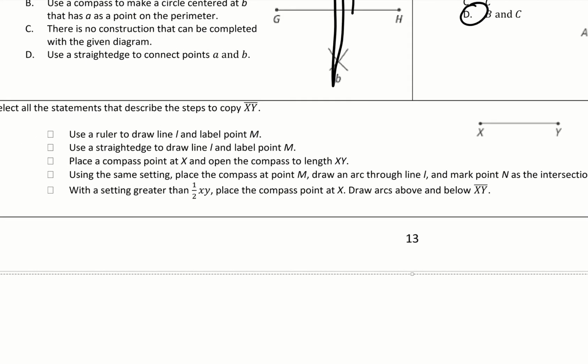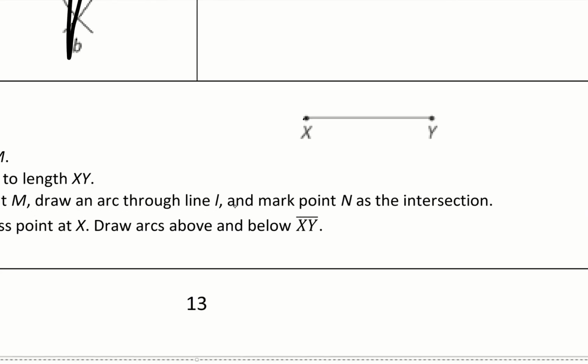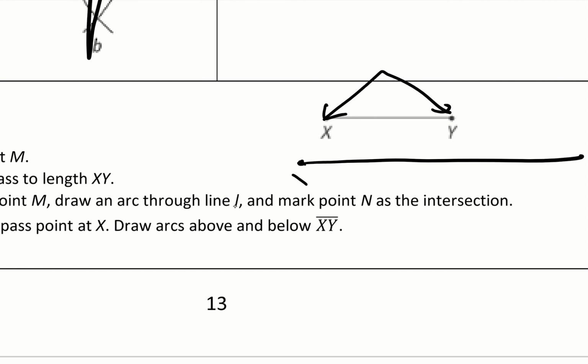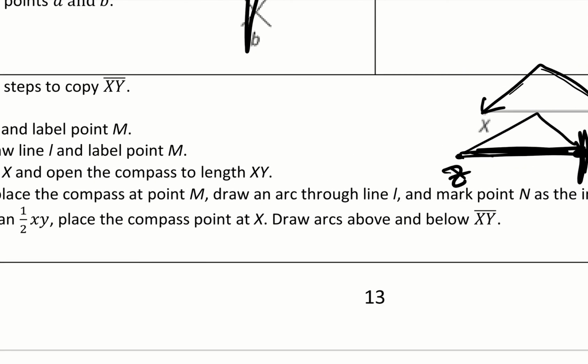What statements describe the steps to copy XY? Okay, so to copy XY, you need to place the compass. You need to measure that with the compass. And then you need to make a straight line with a straight edge. And then mark that, say, Z or something like that, whatever you want to label that. And then use the same measurement here to draw an arc. And then label that point W or something like that. And then erase everything else, and then you're left with this line. So that's the overall steps of how to do it.